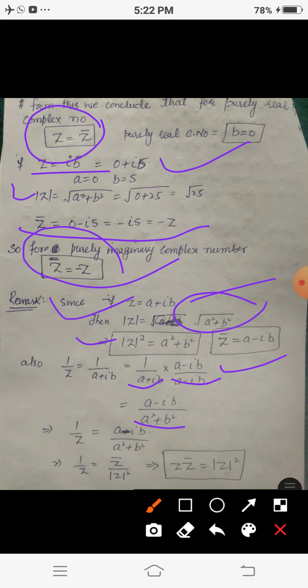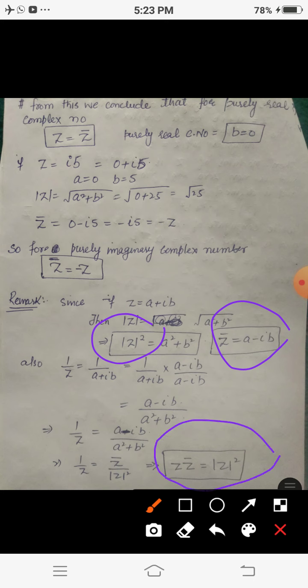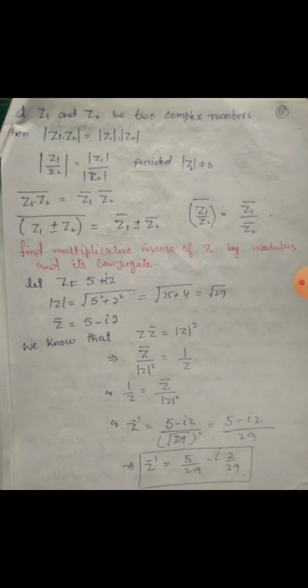Now from here, a minus iota b is z bar, while a square plus b square is mod z square, which implies that 1 upon z is z bar upon mod z square. By cross multiplication, z into z bar is mod z square. So remember one thing, z into z bar is mod z square. So the product of a complex number with its conjugate is always equal to the square of its modulus.